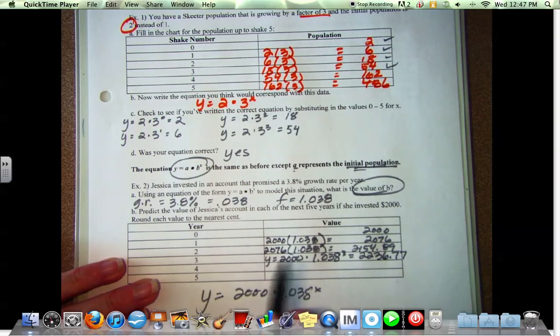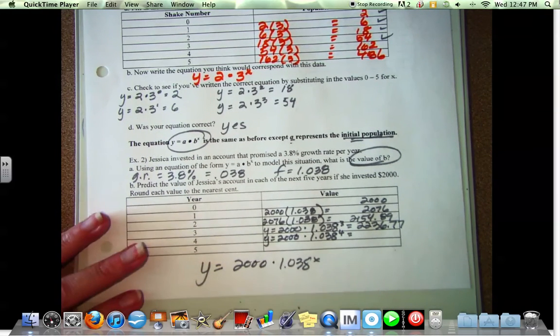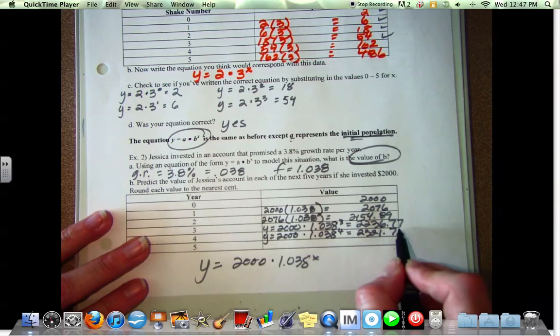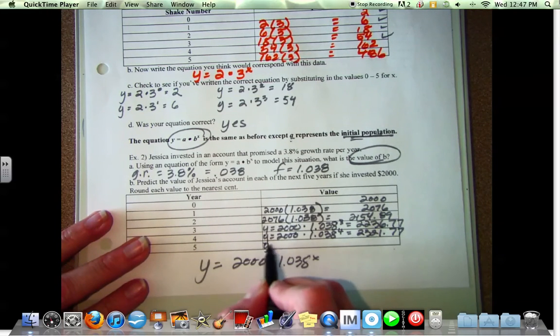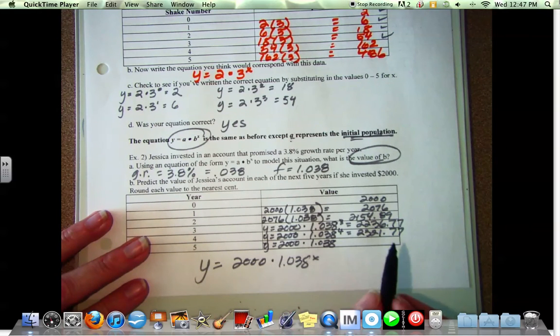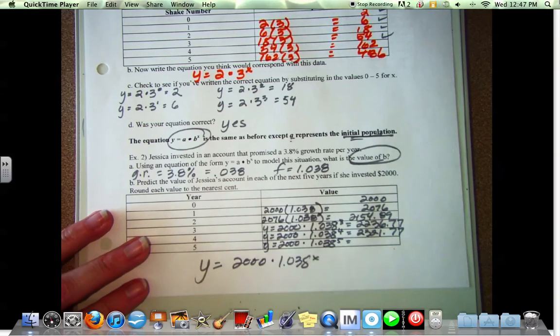So for year 4, y equals 2,000 times 1.038, and I'm going to raise it to what power? 4. Gives us what value? 2,321.77. And year 5, y equals 2,000 times 1.038 to what power? 5. And it gives us? 2,410. Thank you.